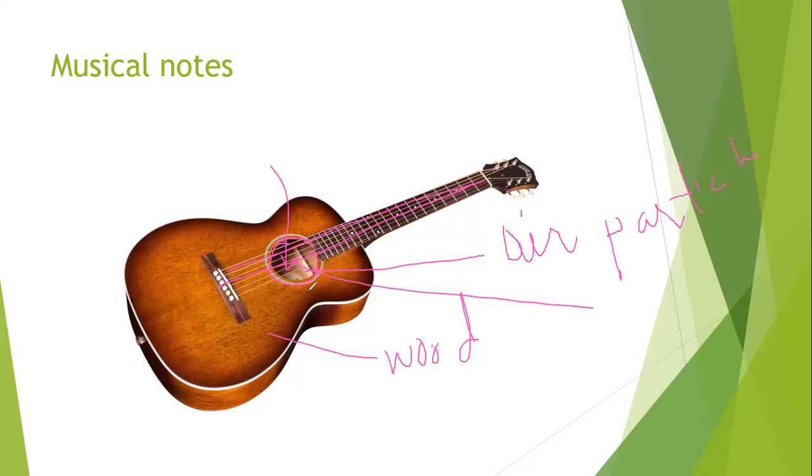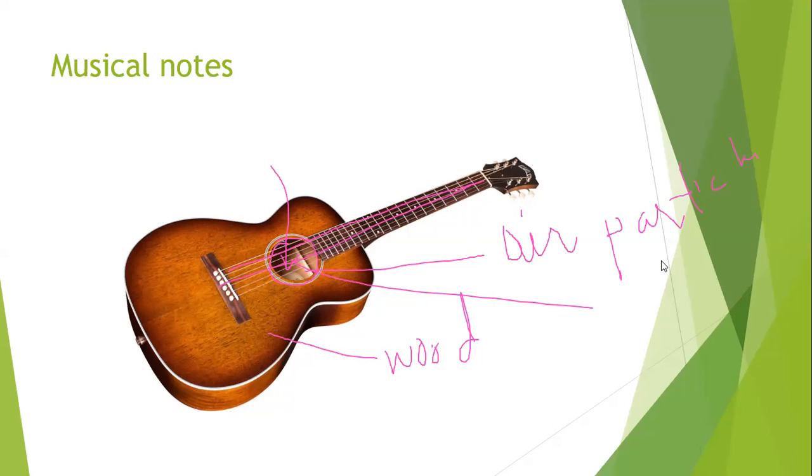The wood of the guitar, this material is made of wood. This wood helps to amplify the sound. What does it mean to amplify the sound? Amplify the sound means increase the volume of the sound. Amplify, enlarge the sound.